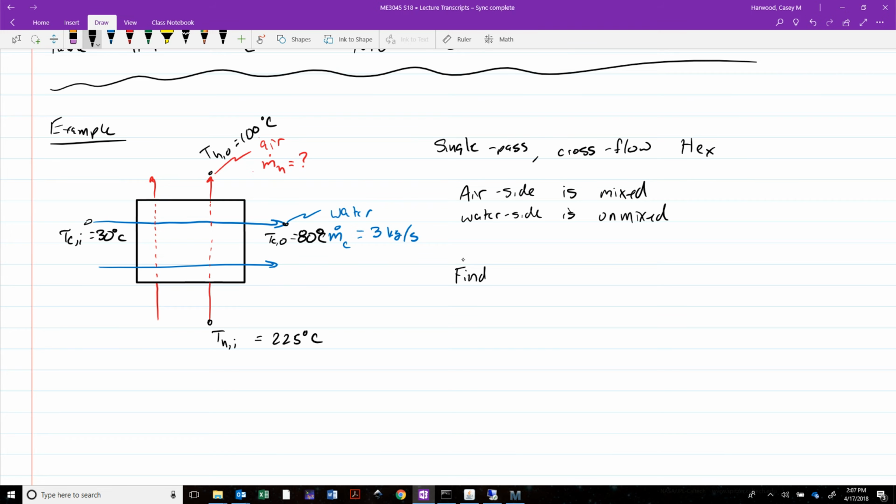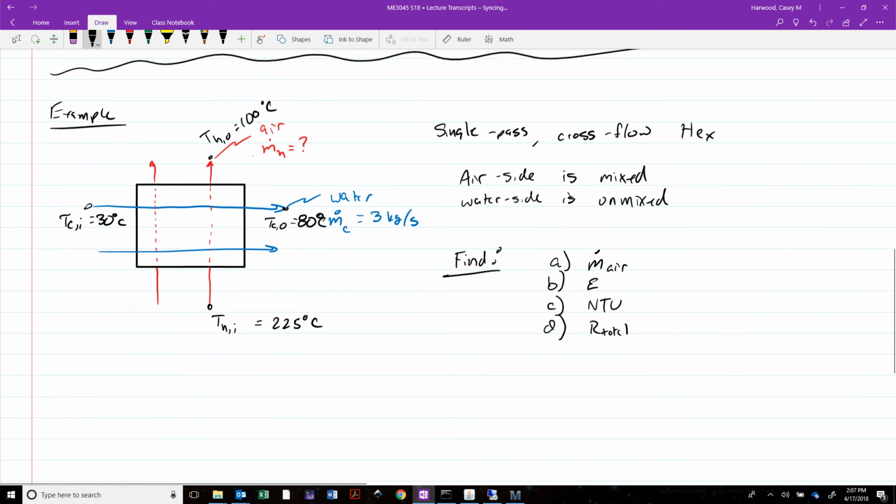So what we're supposed to find includes 4 quantities. First, the mass flow rate of the air. Second, the efficiency of the heat exchanger. Third, the number of transfer units, and then from that, we want to know the total thermal resistance of the heat exchanger, including the convective, conductive, and any fouling resistances that might be inherent in the system.